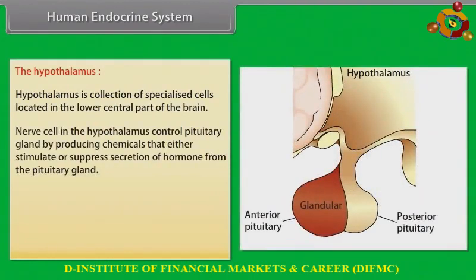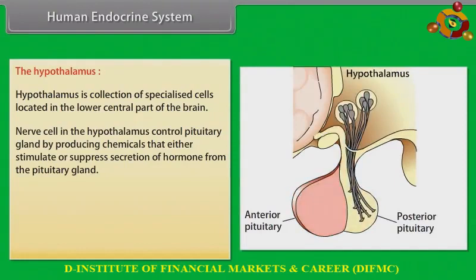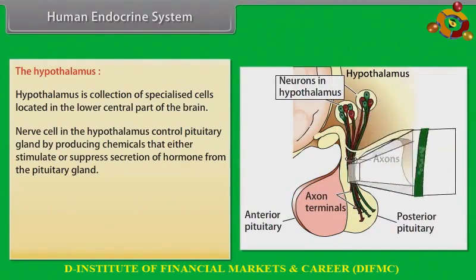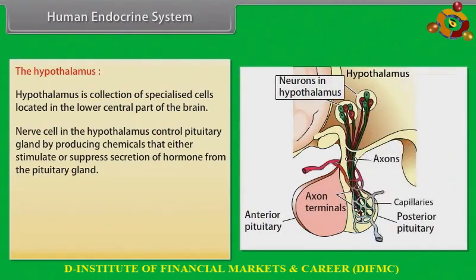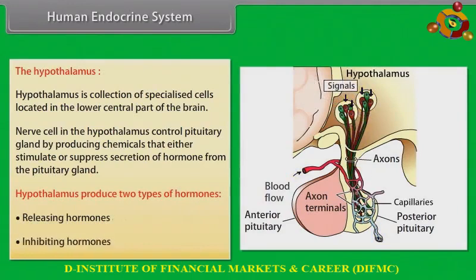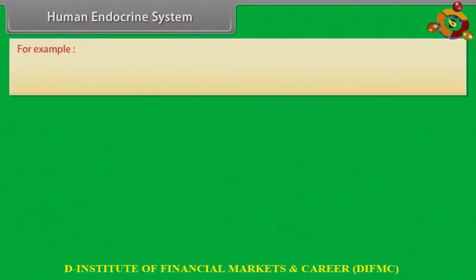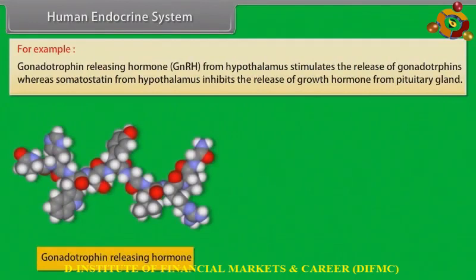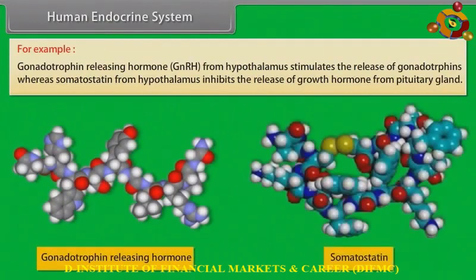Nerve cell in the hypothalamus control pituitary gland by producing chemicals that either stimulate or suppress secretion of hormone from the pituitary gland. Hypothalamus produces two types of hormones: releasing hormones and inhibiting hormones. For example, gonadotrophin-releasing hormone from hypothalamus stimulates the release of gonadotrophins, whereas somatostatin from hypothalamus inhibits the release of growth hormones from pituitary gland.